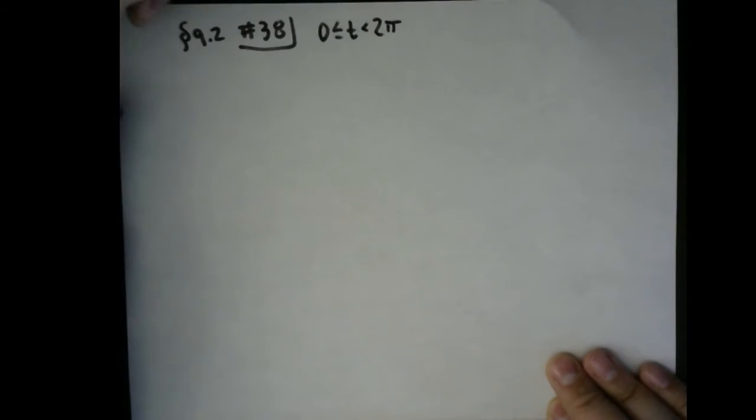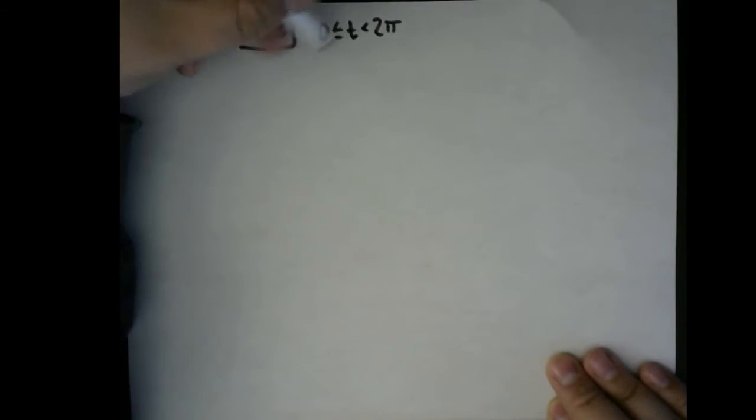One more problem. Section 9.2, number 38. I assigned 36, which is similar. Now, in this problem, we still have that the t is in this range. It'll always be in this range. Okay, I'm never going to switch that up on you, so don't worry about that.